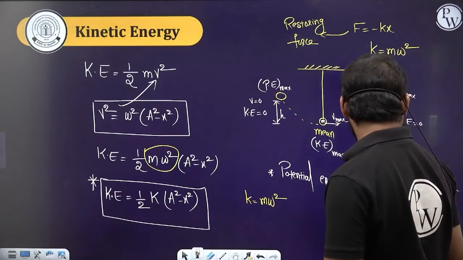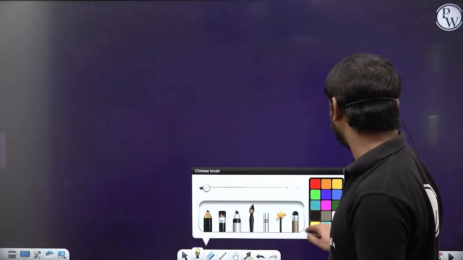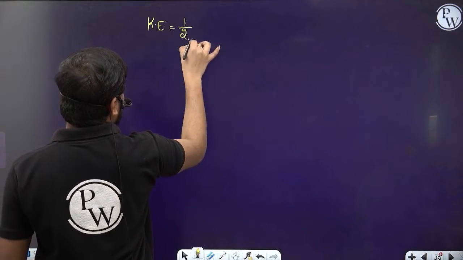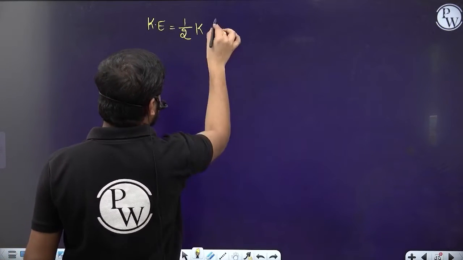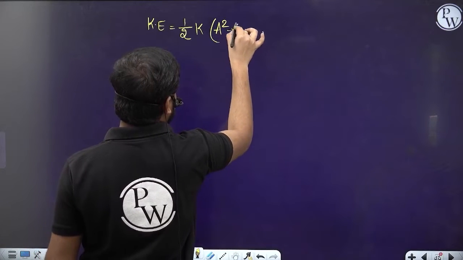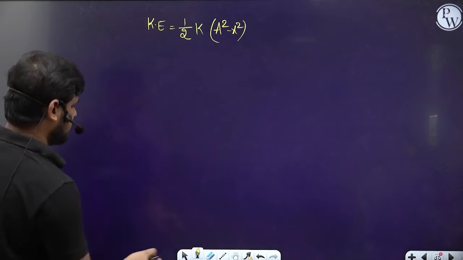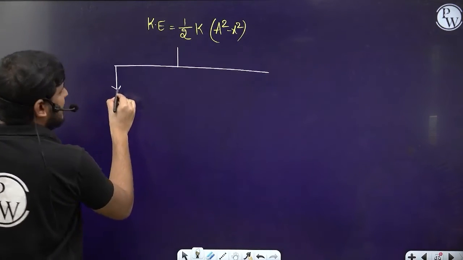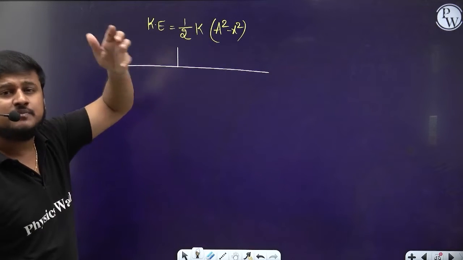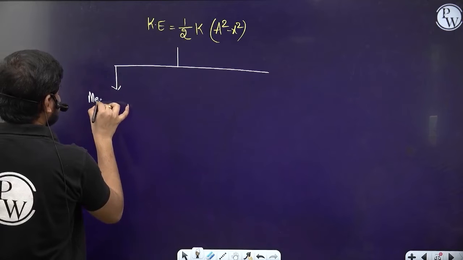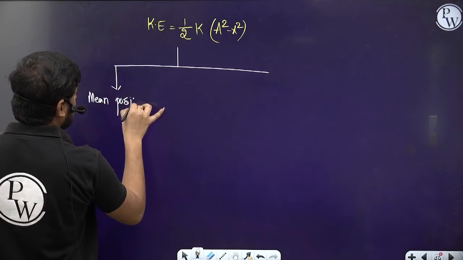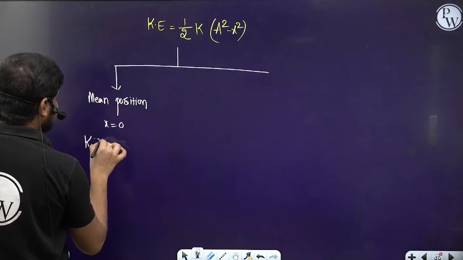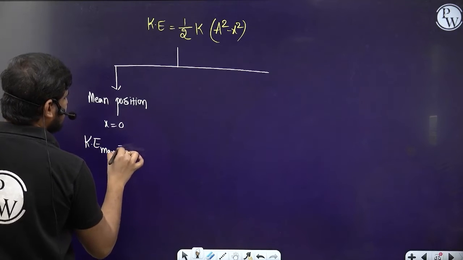Now, this kinetic energy, where will it be maximum and where will it be minimum? The KE that we got is half K into A square minus X square. Understand the concepts carefully. When X is equal to 0 at the mean position, the kinetic energy will be maximum. So the kinetic energy is maximum at the mean position.